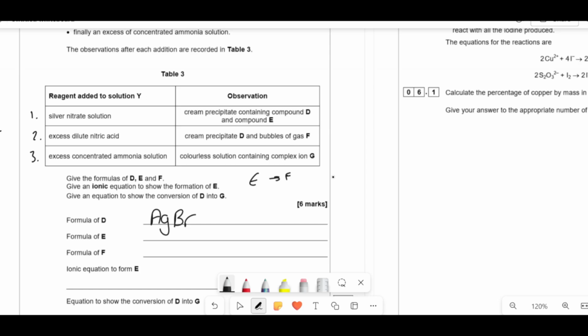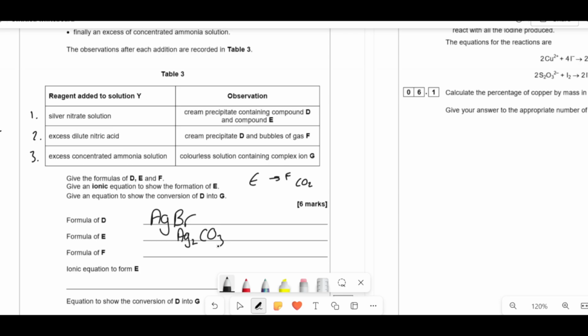Now bubbling gas generally means the release of CO2 in these kinds of experiments. And also we add the nitric acid to remove carbonates, to remove false positives, because they can form a precipitate as well. So that means that E has to be a carbonate of silver. So Ag is Ag+, it's CO3 2-, so it's going to be Ag2CO3.